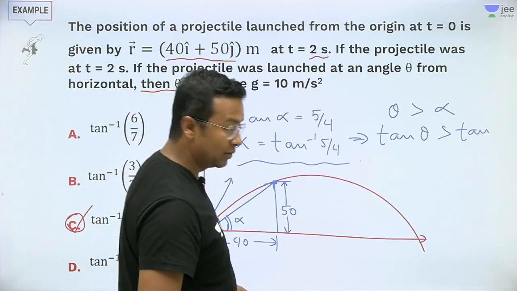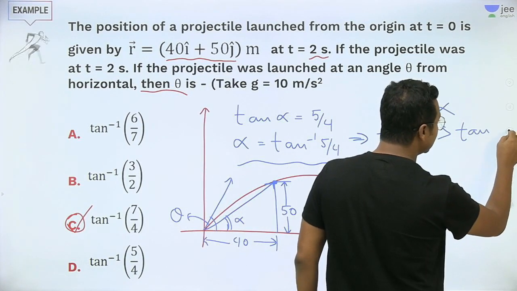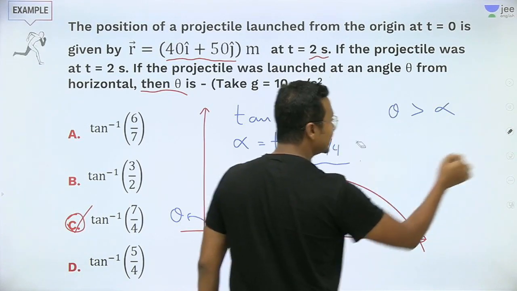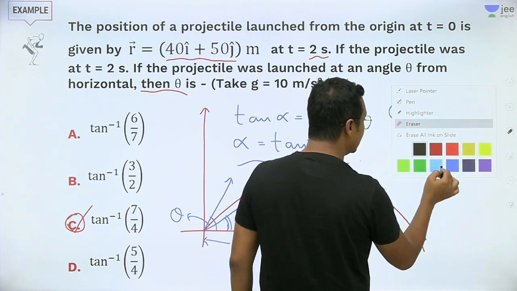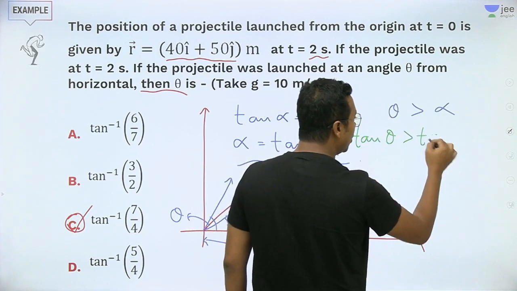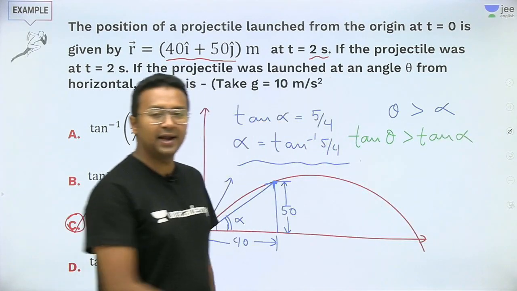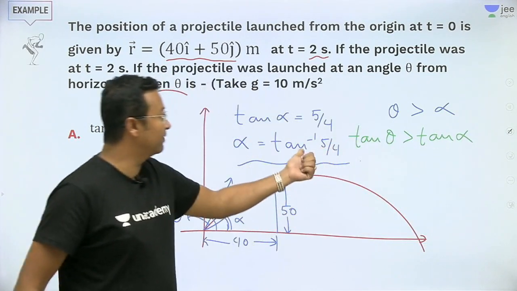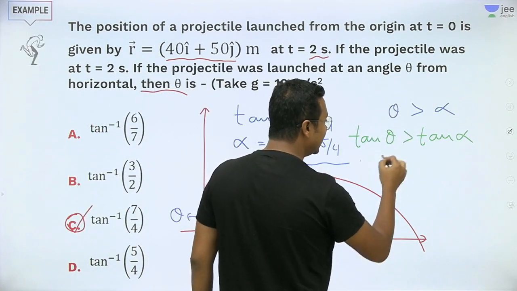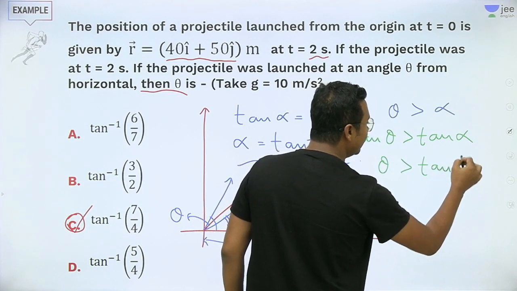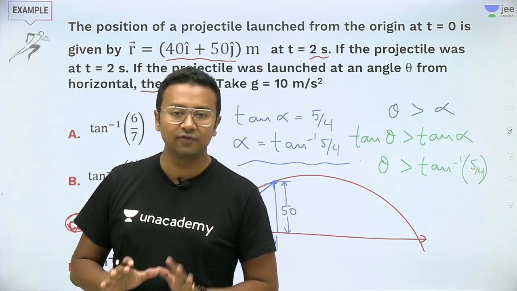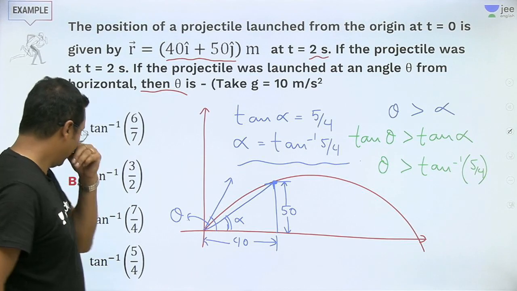Okay, so what I can do, students, is rub this part and bring it to the next line. We'll use some different color. So tan of theta will be greater than tan of alpha, right? Tan of alpha is equal to how much? 5 by 4. So definitely from here, theta is greater than tan inverse of 5 by 4, right? This idea is pretty clear to all of you, isn't it? Now see, look at the options.